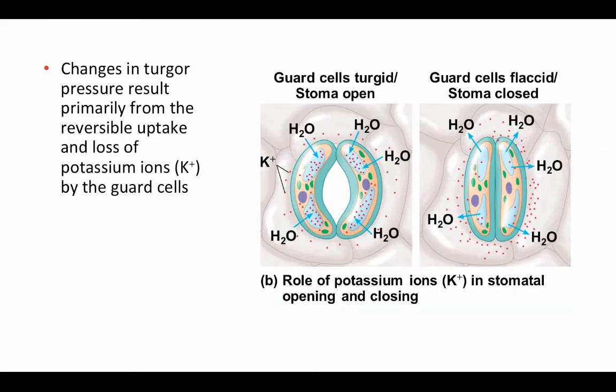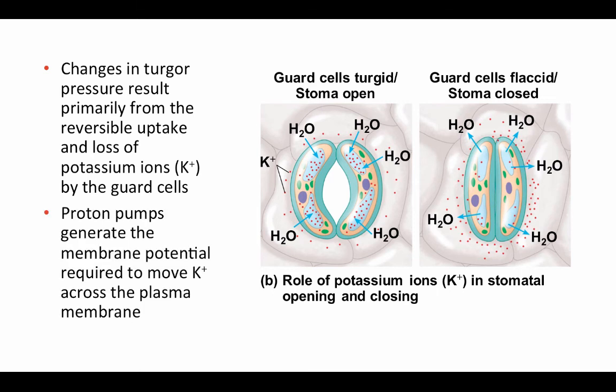They are the result primarily of the reversible uptake and loss of potassium ions by the guard cells. And so this is going to occur due to an electrochemical gradient that's produced by the proton pumps, the hydrogen ion pumps. So the hydrogen ion pumps create a relatively negative charge inside, positive charge outside, so that when those potassium channels open up, the positively charged potassium ions flow into the cells, creating a high concentration of potassium inside.